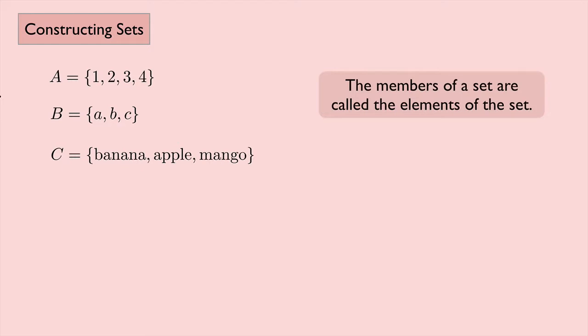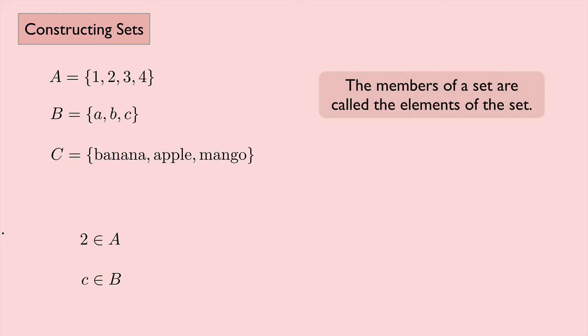So for instance, the elements of the set A that we have right here would be 1, 2, 3, and 4. The elements of set C would be banana, apple, mango. To say that something is in a set, we use this kind of notation here. This says that 2 is in the set A. And if you look, here's 2 right there. It is indeed in the set A. This would mean that C is in the set B.